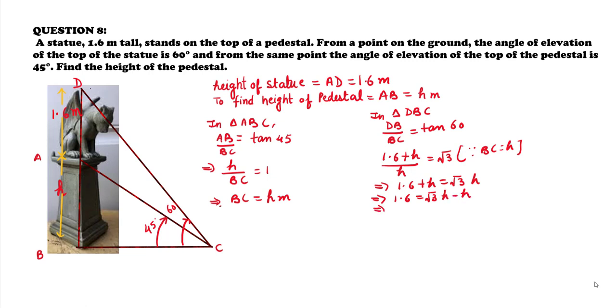So that implies 1.6 plus h is equal to root 3 h. 1.6 is equal to root 3 h minus h. That implies 1.6 is equal to h into (root 3 minus 1). We have taken h common here. So that implies 1.6 upon (root 3 minus 1) is equal to h.